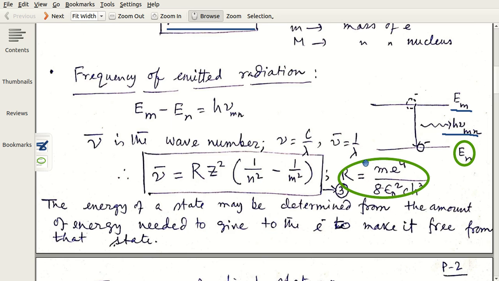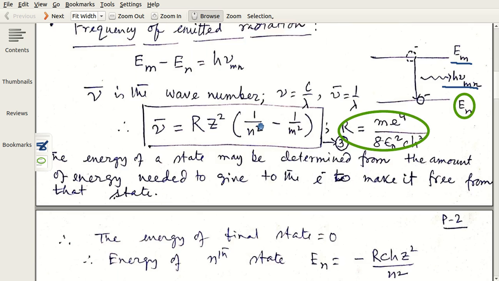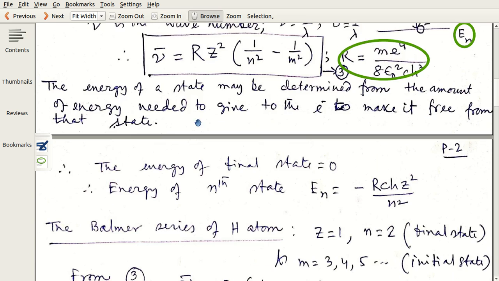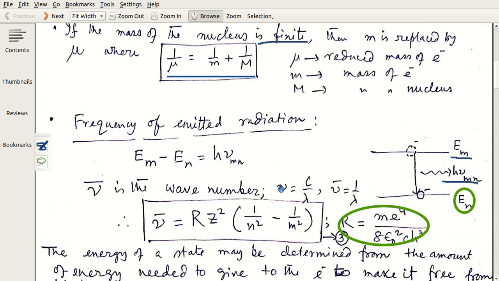In fact, as I discussed in the slides, all these formulas were actually derived before the theory of Bohr. So this is actually matching with the Rydberg formula for spectral lines. And the energy of a state, as we see it from here, the energy of a state of an electron, what does it mean? In an orbit in atomic hydrogen, an electron is bound. As you see, its energy is negative.